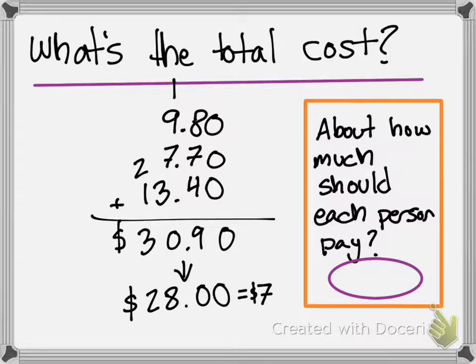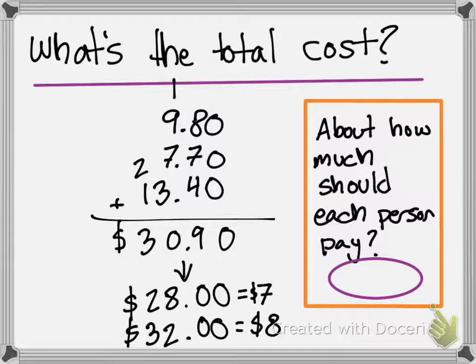About $7. Did anybody round it to something different? Eduardo, did you round it to something different? Yeah, I rounded it to 32. I also rounded it to 32. And then what'd you get? When we divide, each person would pay about $8.